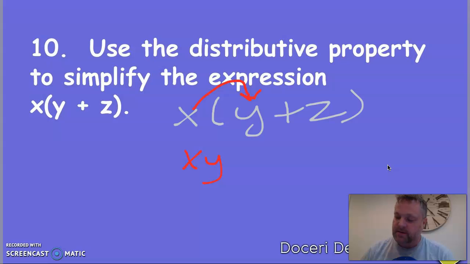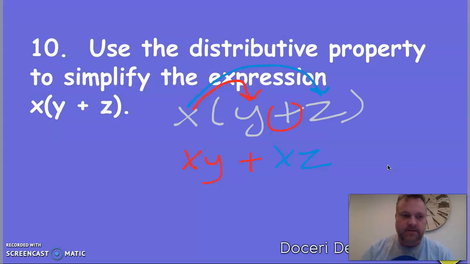Then we drop the plus sign, and then we multiply the first letter times the last letter. So in this case, x times z, which is xz. So this is the example to use for number 10. If you're using the distributive property, you just multiply the outside letter times both of the letters that are on the inside that are being added together.